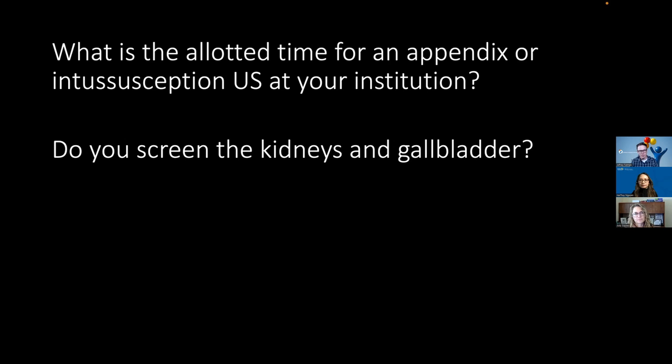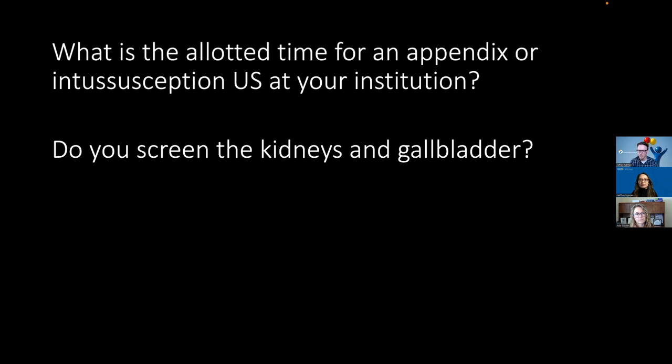So we build everything into its own individual exam, so we don't have any combined exams. We talked about that. We're revamping our exam coding right now, so we've looked at doing that. But as of right now, everything's separate. So if you want an appendix and a pelvic, those have to be ordered separately. Or if you want an appendix and an intussusception, they have to be ordered separately. And they each get a 45-minute block of time.